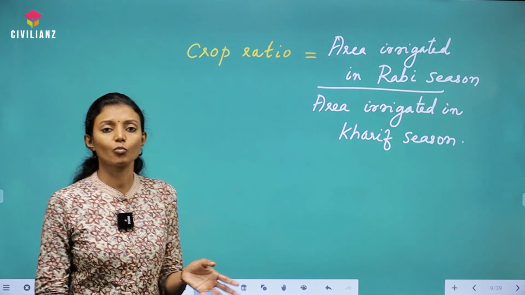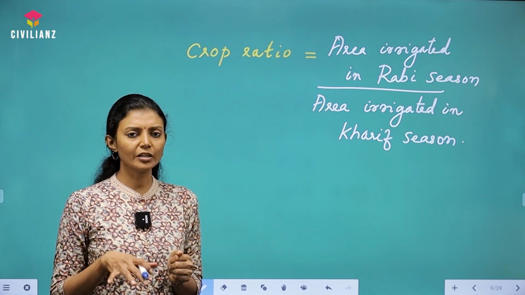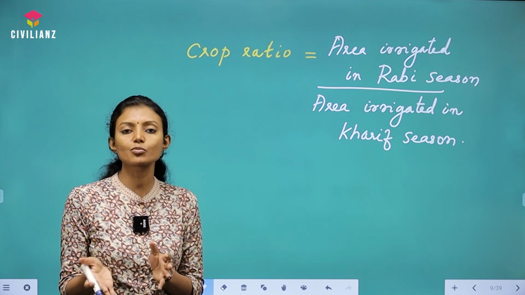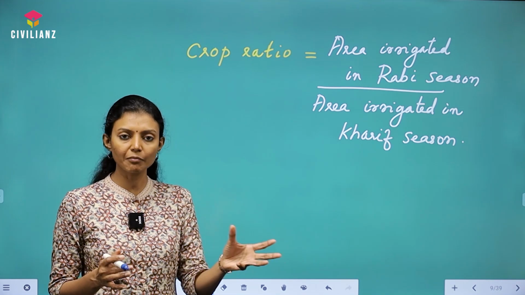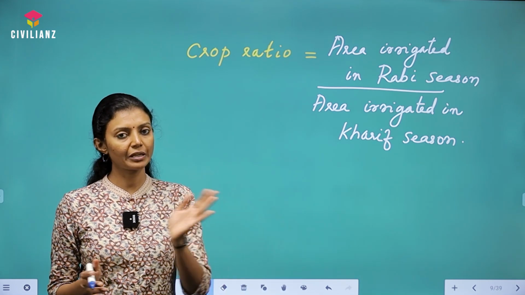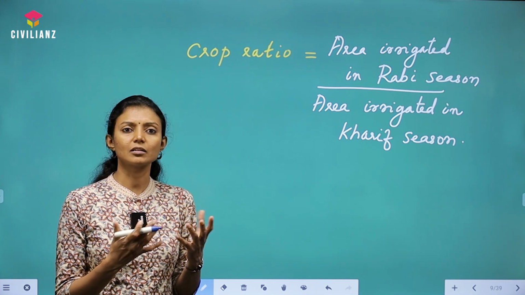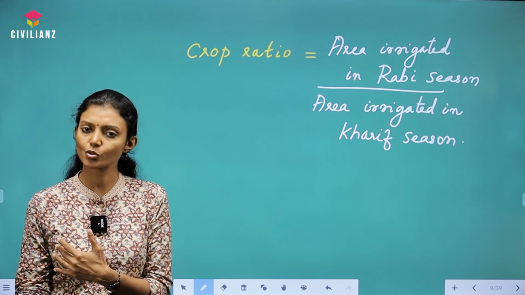So any idea what this ratio would be? Just take a guess. We already discussed that Kharif crops require 2 to 3 times more water than a Rabi. So what happens is, if you are applying the same amount of water to a Rabi field and a Kharif field, for example, you are applying 50 cubics of water to Rabi and 50 cubics of water to Kharif.